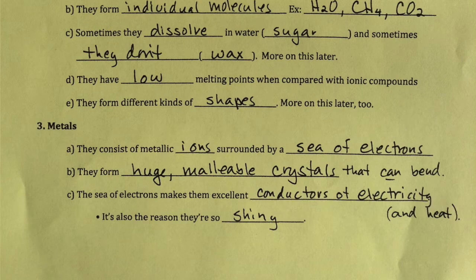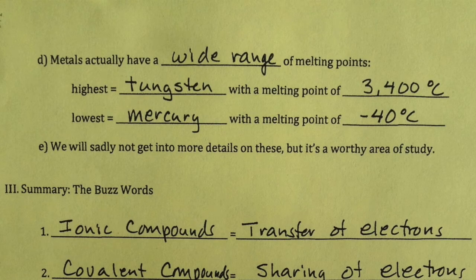All right, then metals. They consist of metallic ions surrounded by a sea of electrons. They form huge malleable crystals that can bend. And that sea of electrons makes them excellent conductors of electricity and heat. And it's also the reason that they're so shiny. So metals often actually have a wide range of melting points.